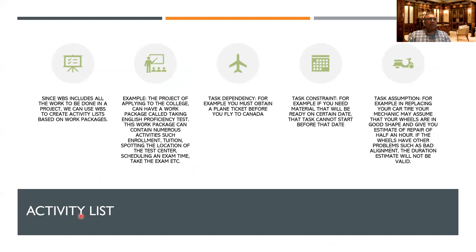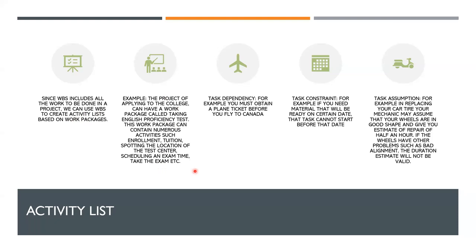So in the activity list, since the WBS includes all the work to be done in a project, we can use WBS to create activity lists based on work packages, like I just mentioned. So this example I already mentioned to you, if you apply, you have to have a work package called Taking English Proficiency Test. And then you have all those activities there, like enrollment, tuition, spotting the location of the test center, scheduling the exam, taking the exam, et cetera. Those are your activities for that one work package.